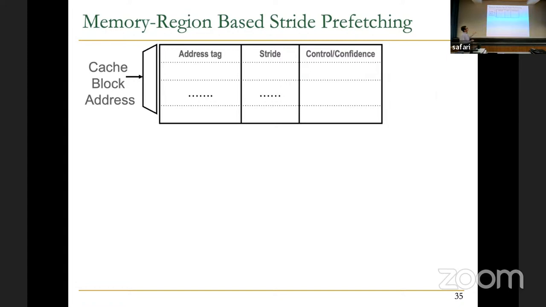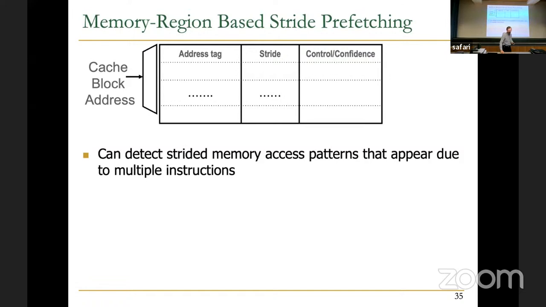So here, you don't have the load program counter. You basically see a cache block address, and you look at a region, and you determine if in that region you have a particular stride. So this cache block address belongs to a 4 kilobyte page, for example. Within this page, is the next address that I'm going to see, what's the stride? And if the stride is constant within that page, for example, you basically keep prefetching ahead based on the cache block address that you've seen. That's the idea over here.